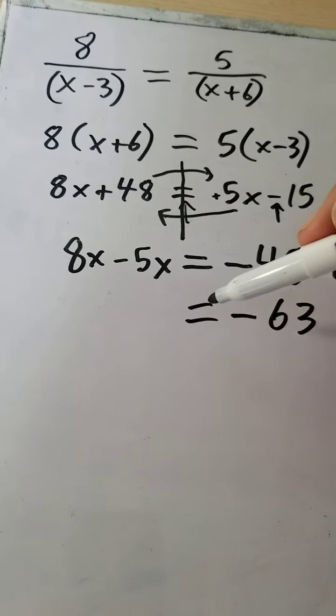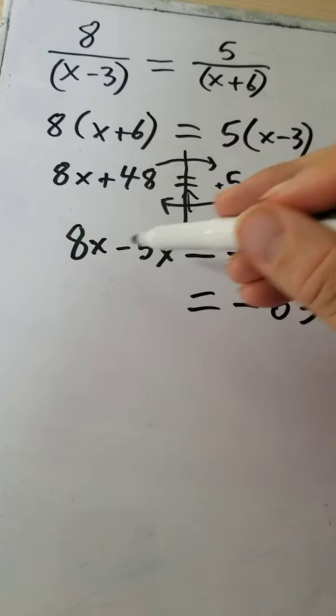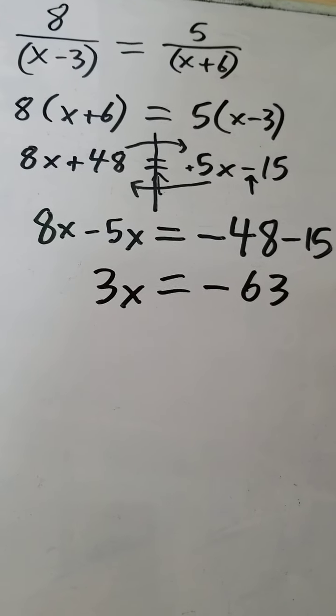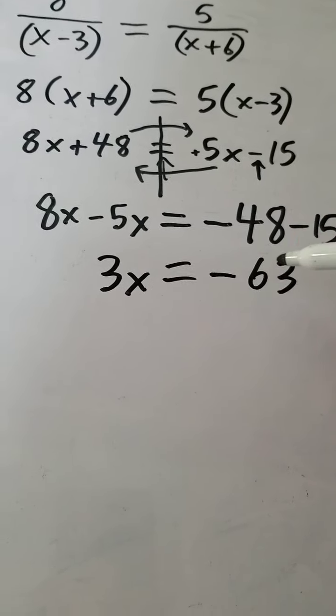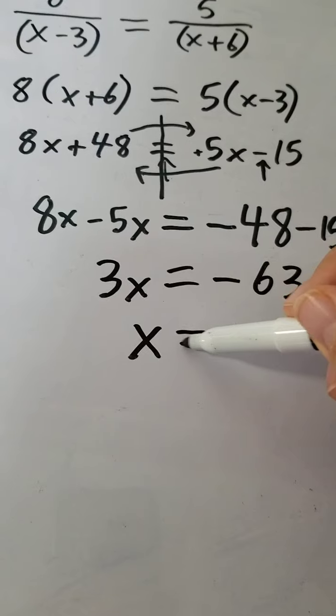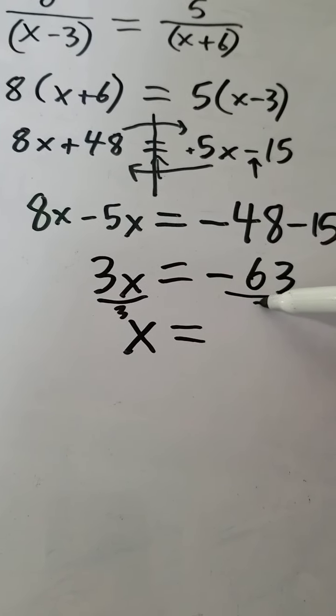And when you do those, so 8x minus 5x, well, that's 3x, right? So now we've got 3x equals minus 63, and that's a really important piece. So you've got x equals, because we're going to divide both sides by 3, and I know you did that properly on the other one.